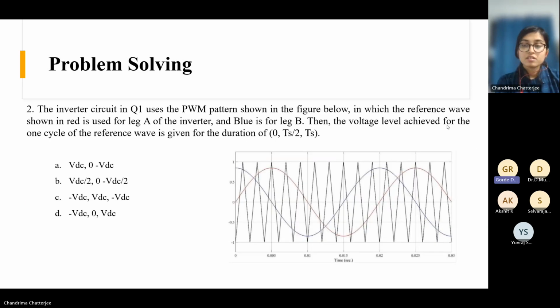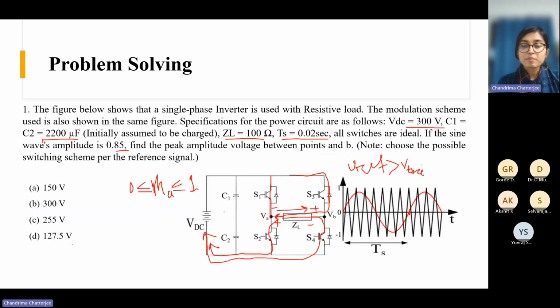The capacitor values, there is no use, right? It is just given, they are not used. Usually we use the capacitors here. So there will be capacitors, but for this question, they are not required actually.